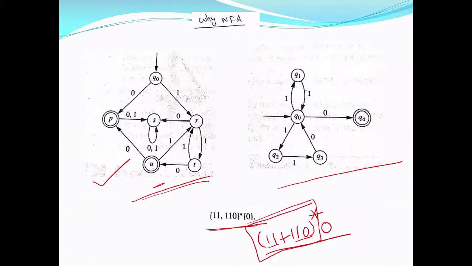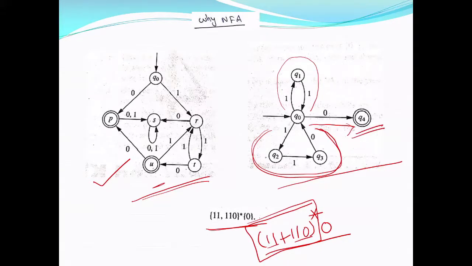So 1 1: Q0 on 1 is going to Q1, Q1 on 1 is coming back to Q0. You can be in Q0 and you can repeat this any number of times: Q0, Q1, Q0, Q0, Q1, Q0. This is for repeating 1 1 and this is for repeating 1 1 0. Now you can see either 1 1 or 1 1 0 can be repeated. And finally, if I get 0, I am coming to Q4. This is my final state.